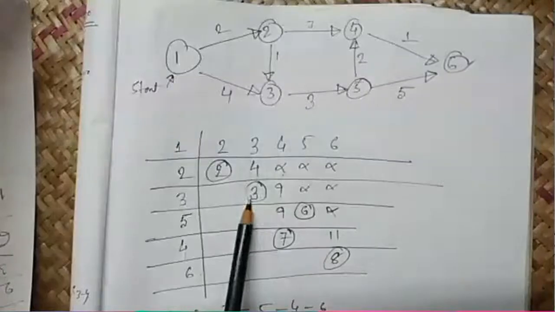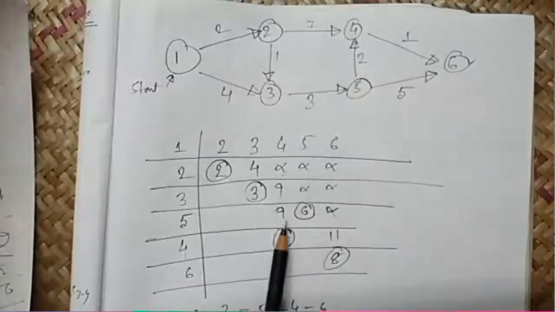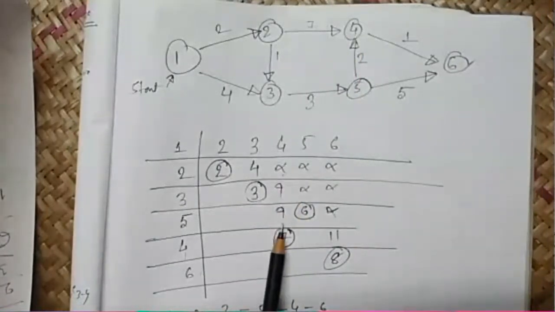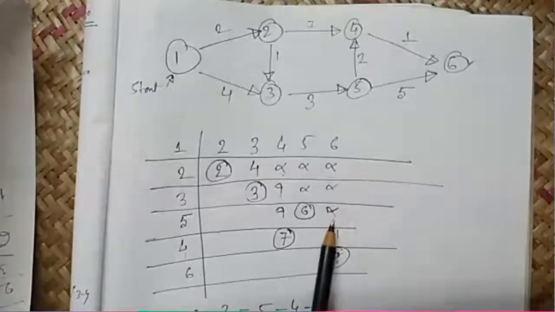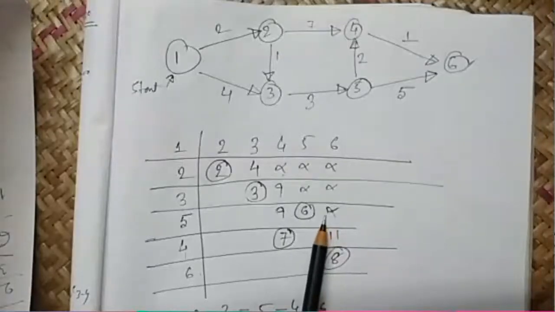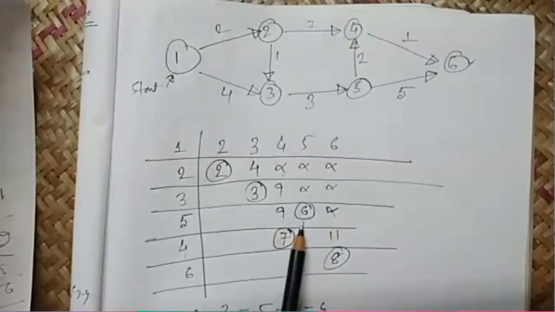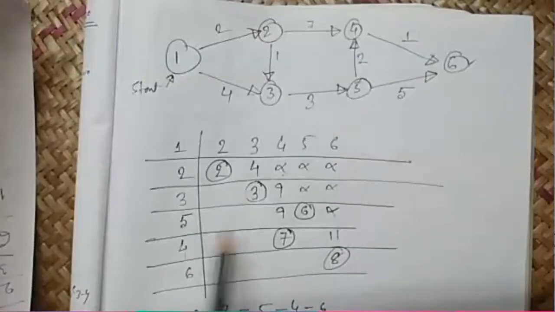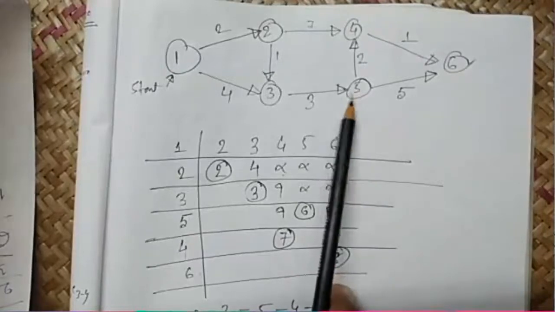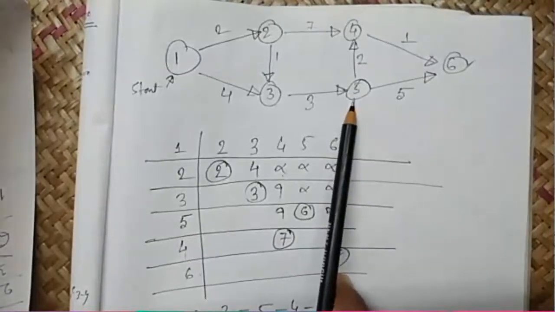And from 3, 4 is not connected, but to reach 4, 9 weight is required. So 9 is kept as it is, and 6 is not connected with 3, so 6 is as it is, infinity. Now in this row 6 is minimum, so 6 corresponds to node 5, so node 5 is selected. When node 5 is selected we go to node 5, and the time taken to reach node 5 is 6. We'll remember that to reach 5 the weight required is 6.